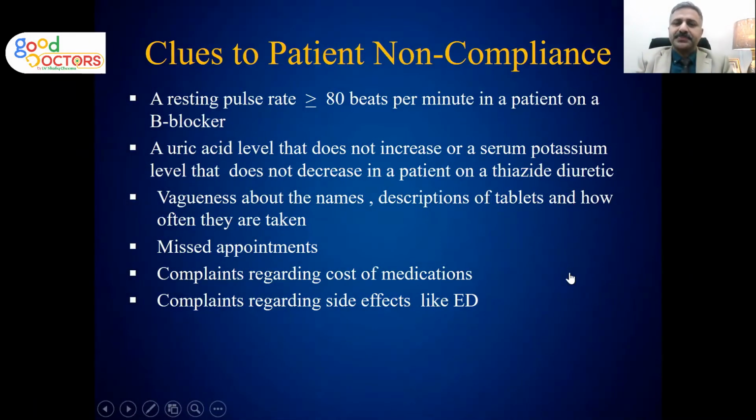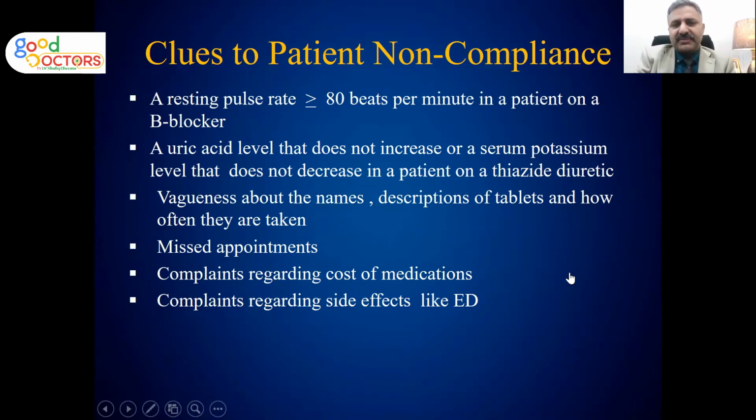What are the clues to the non-compliance? If you have a patient you have prescribed a beta blocker and their resting pulse rate is more than 80, that means they're not taking it. Or even if they're taking it, the dosage is not correct. It's an inappropriate dose, maybe less dose. You have to be able to bring down the pulse rate, maybe less than 70, to have an appropriate response.